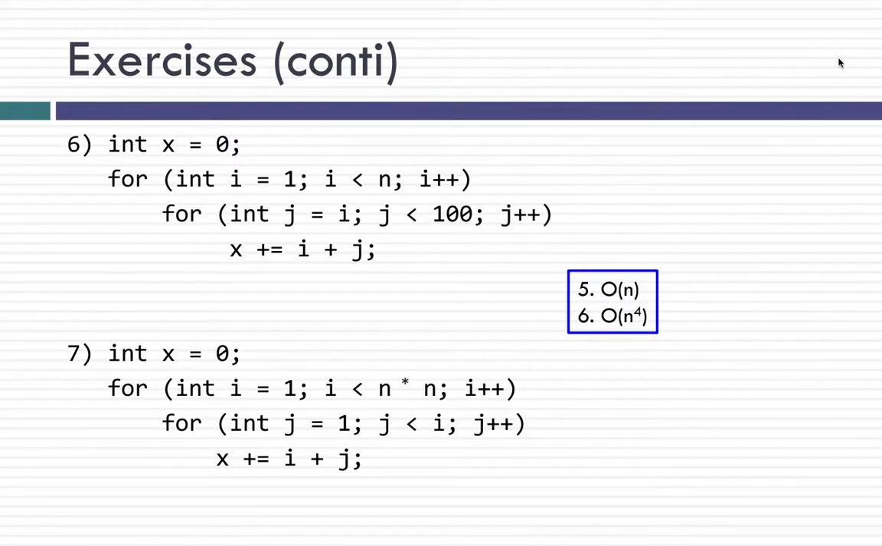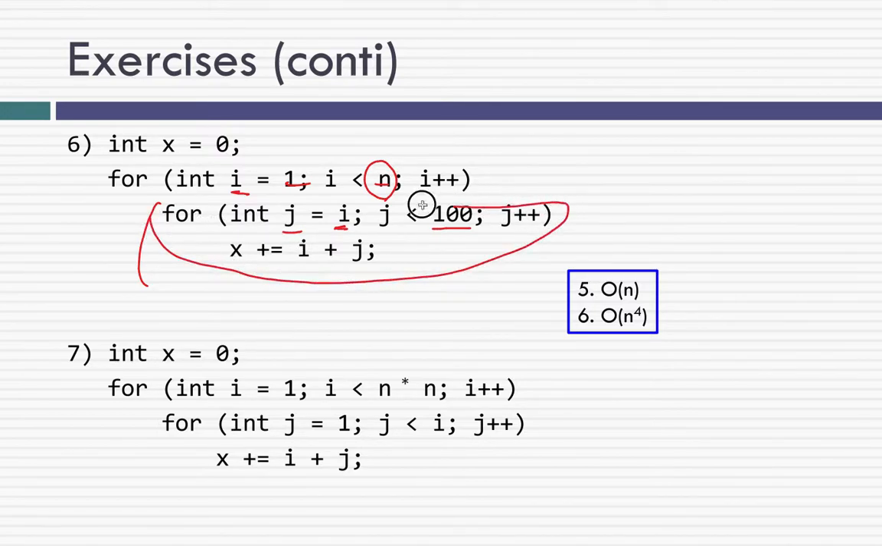We find that. And then number 6, i goes from 1 through n. Always remember n is the number of data. In the loop, what you do is j goes from i to 100, fixed. So the inner loop is independent of n, which means a constant, fixed time. So overall, the number of iterations is big O of n. It's a linear complexity.